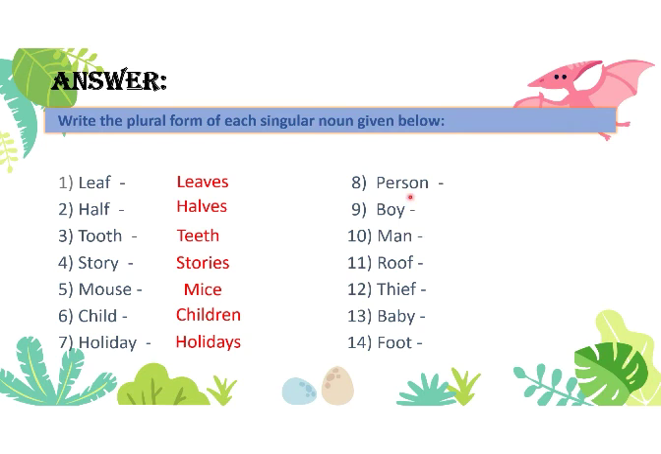Person. Person means one person or one individual. So we will change it to plural. It will become people. Boy will become boys. Man, men. Roof, roofs. Thief will become thieves. Baby, babies. Foot, feet.